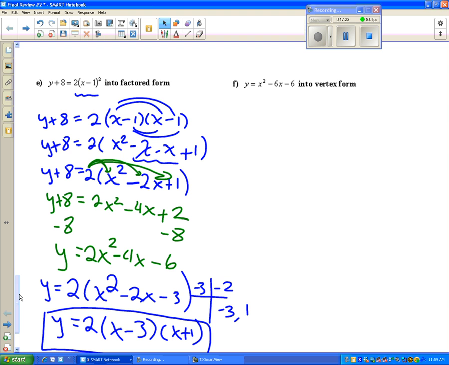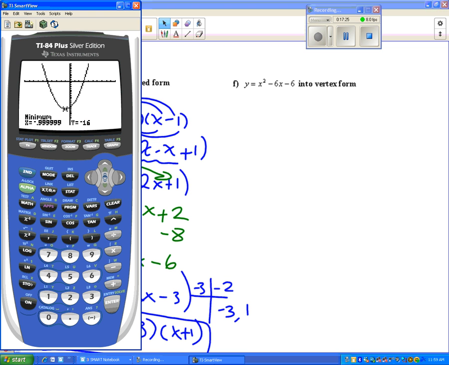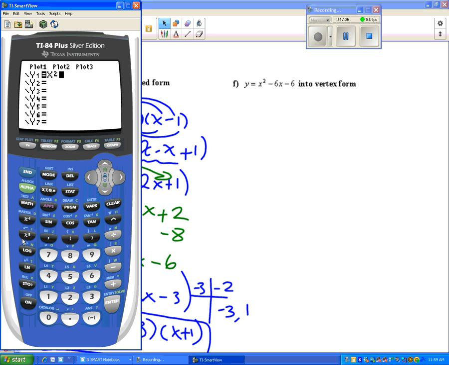We have letter F. I want this in vertex form. Again, whenever it says into vertex form, I go straight to my calculator. I hit y equals. I'm going to clear this out. I'm going to have x squared minus 6x minus 6. I want to find the vertex, so I need to see it, so I'm going to hit zoom 6 to have a generic window. Again, my y needs to go down, so I'm going to go to window and make this negative 25. If I can see the vertex, I can find the vertex.